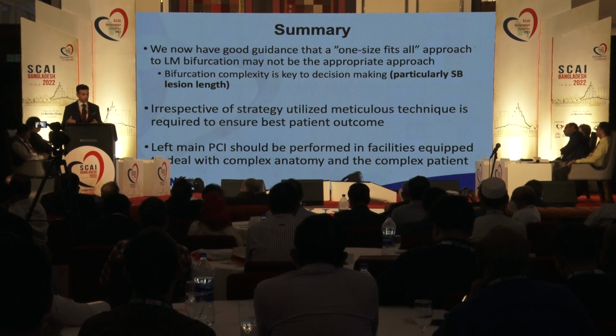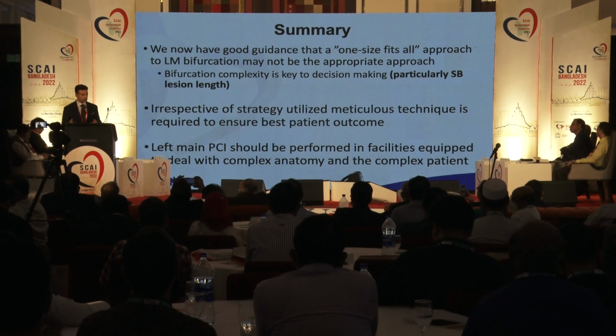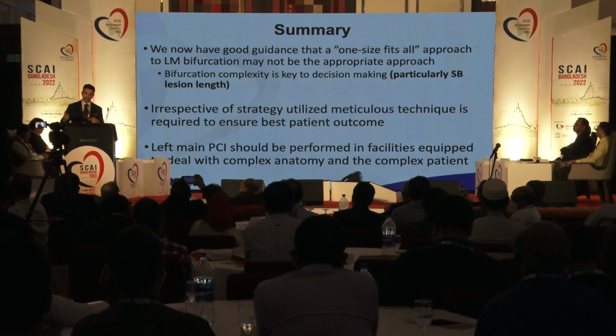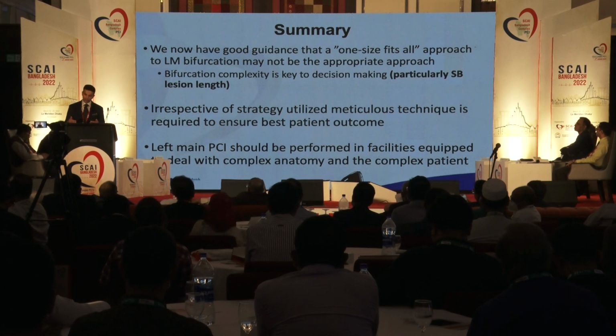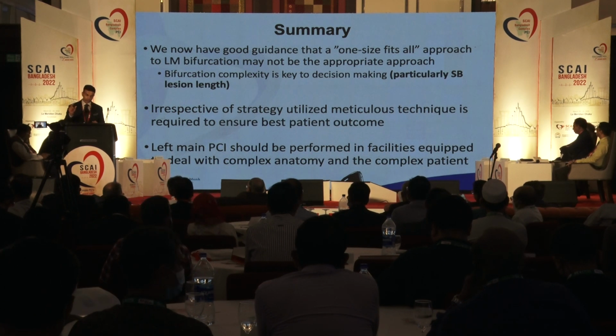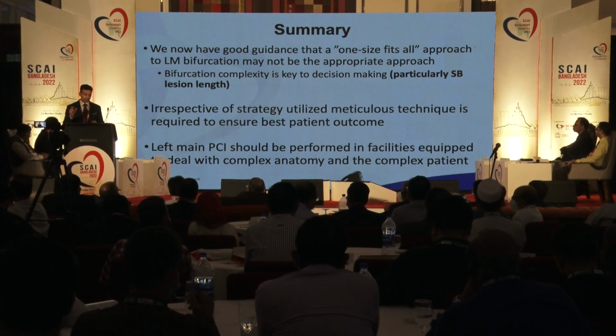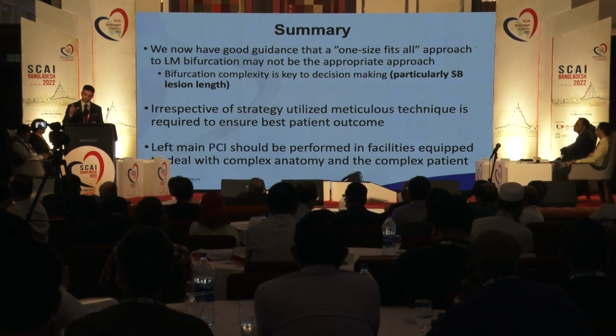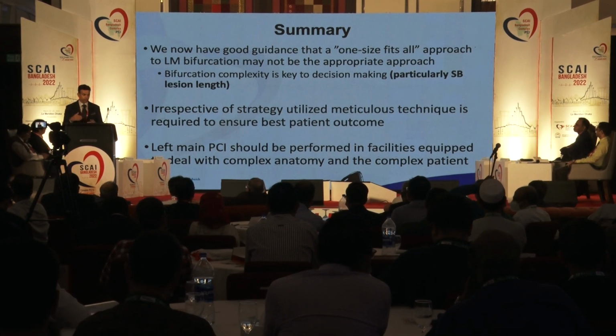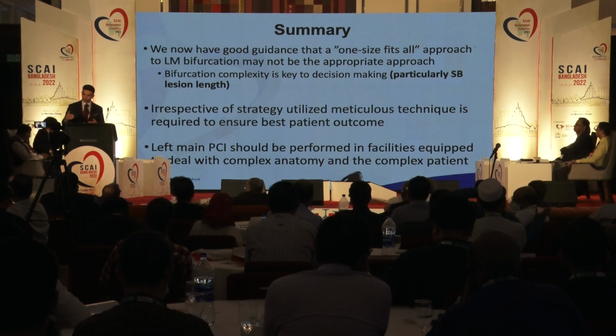But the most important piece is judging the complexity of the disease, where if your disease complexity is higher, those are individuals who may actually do better with an upfront two-stent approach. And the big differentiator is the severity of the side branch stenosis and the importance of the lesion length in the side branch, where if you're over 10 millimeters, you're probably looking at an upfront two-stent strategy.